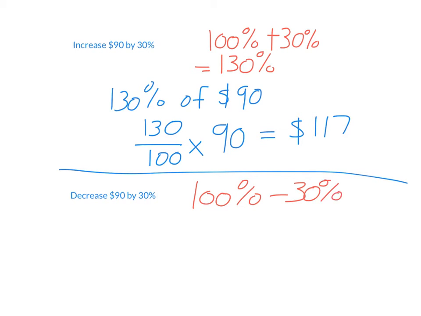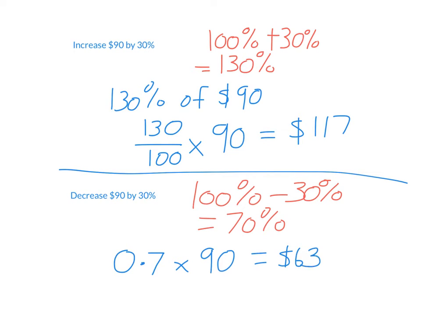We're taking it away. So 100 minus 30 is obviously 70. So now we're going to find 70% of 90 exactly the same way we've done in previous questions. First step, convert 70% to a fraction or a decimal. This time I'll convert to a decimal. So 70 divided by 100 is 0.7. Then I take that decimal and times by the quantity. So 0.7 times 90 gives me $63.